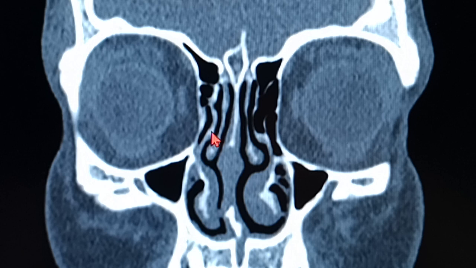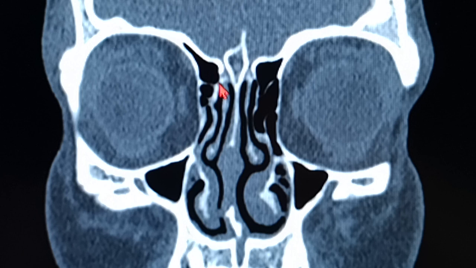I'm going to take my ball probe and hook it up here, go behind the cell and just gently tuck it anteriorly. So it breaks open the agger nasi along with the superior part of the uncinate process. It breaks open the entire process over here, and I'm directly into the frontal recess without any complications.